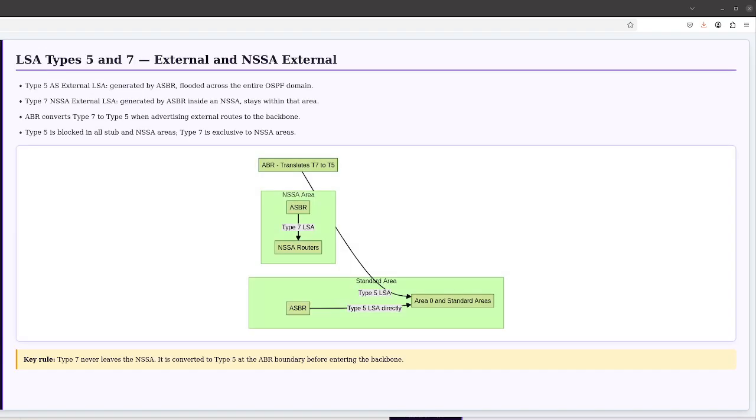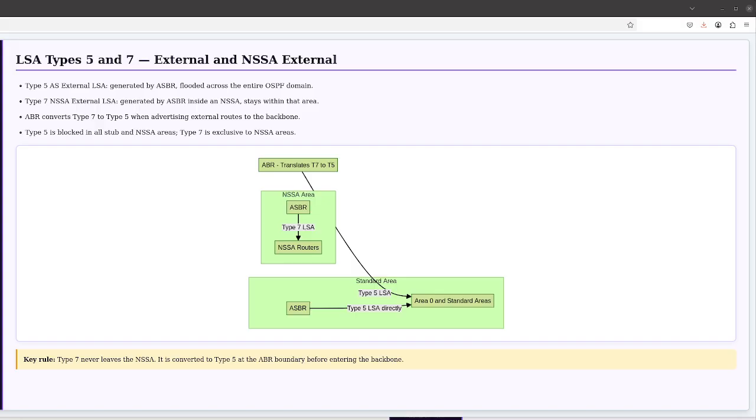LSA Types 5 and 7, External and NSSA External. LSA Type 5 is the AS External LSA. It is generated by the ASBR and flooded throughout the entire OSPF domain, with the exception of stub areas and NSSA areas, which explicitly block it.